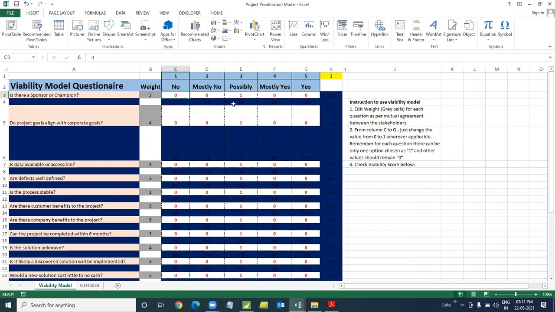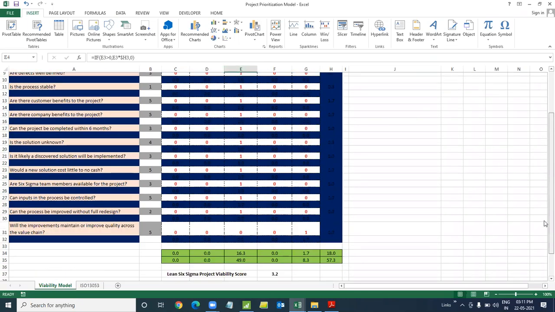I say, is there a sponsor? Possibly yes. So we change the rating from 0 to 1. So ideally it will always be 1. So in column C to G, just change the value from 0 to 1 wherever applicable. Wherever whatever answer is applicable, just change it from 0 to 1. When you change it from 0 to 1, you're done with the 15 questions.